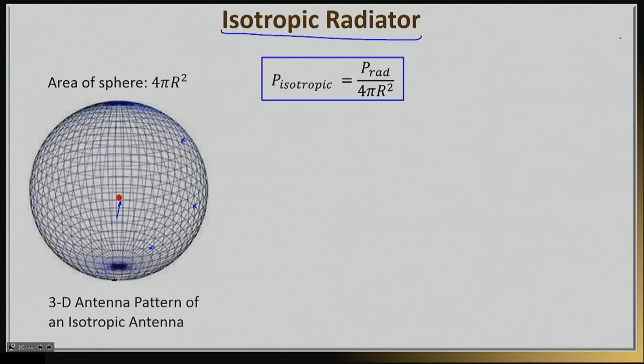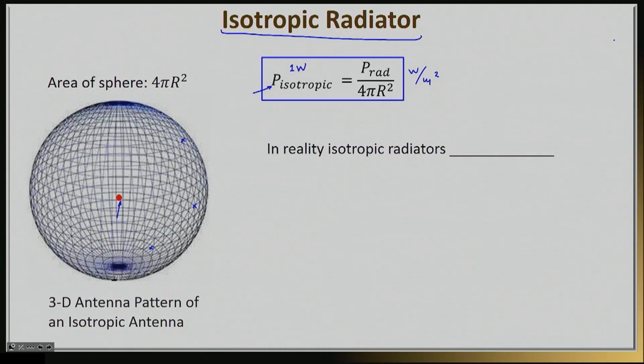It has absolutely no preference in terms of direction, and if you feed it with some type of input power, let's say 1 watt, it will take this power and spread it to so many watts per meter square on the surface of a sphere.